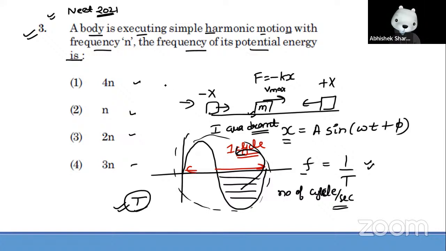Frequency will be what? Frequency will be twice of n. So we can make a statement now. What is the statement? The statement is this.